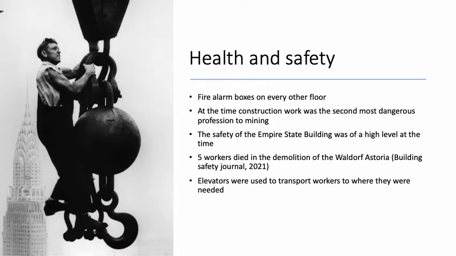Health and safety. At the time of construction, work was the second most dangerous profession to mining in the United States. The safety of the Empire State Building was of a high level at the time. However, 5 workers did die in the demolition of the Waldorf Astoria. Elevators were used to transport workers to where they were needed, because previously steel workers had to climb up the side of the building with ladders, which was highly dangerous.